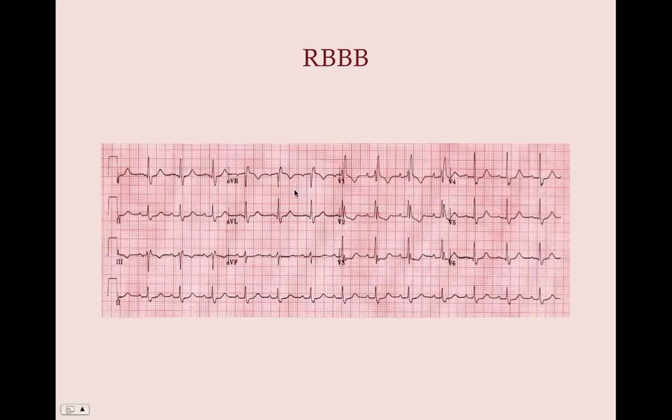Here's another one. This one's even more outstanding. So here you see it almost goes all the way back down to baseline on V2. That's just V2. So here's another one that's over V2, but it's on V1, V2, V3. So this is, again, another right bundle branch block.